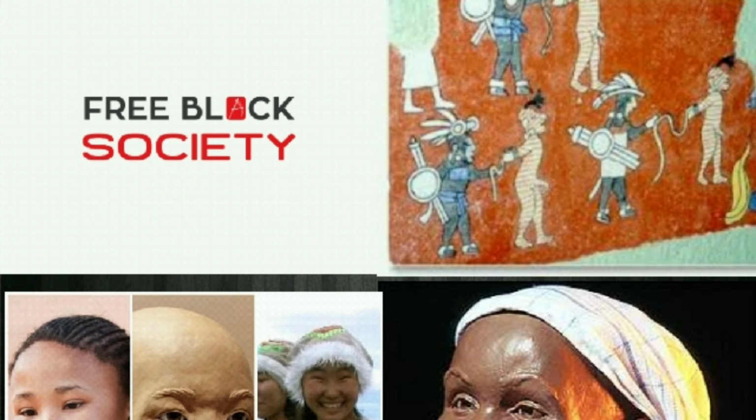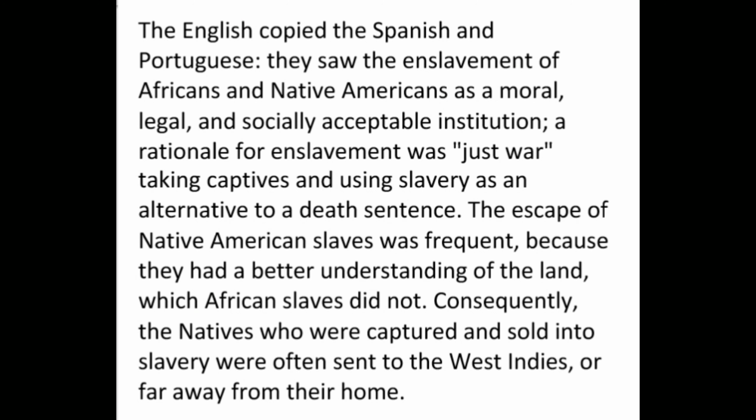I hear a lot of people talking about the transatlantic slave trade, but they either seem to ignore the Native American slave trade or they just don't know it. But the English copied the Spanish and Portuguese. They saw the enslavement of the Africans and Native Americans as a moral, legal, and socially acceptable institution. A rationale for enslavement was just war, taking captives and using slavery as an alternative to death sentences.